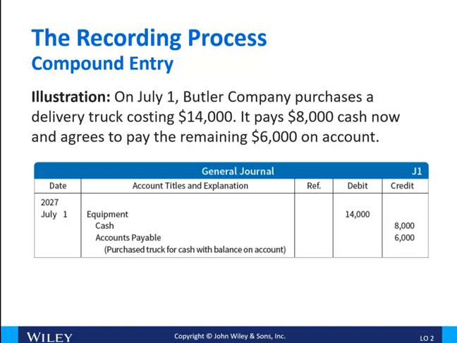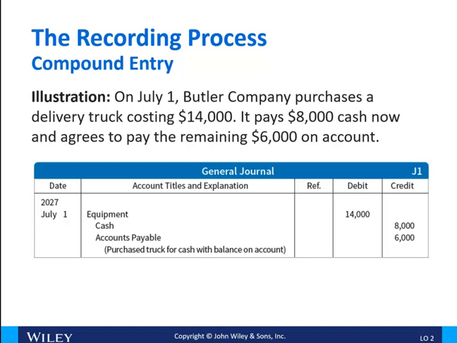We credit cash, $8,000. Since we paid cash out, we're decreasing cash, so we're decreasing that asset with the credit. And then we have the amount that we still owe the vendor, so we put that in accounts payable. That's a liability, so we owe that and we're going to pay that in the future. Then we increase liabilities with the credit, so we credit accounts payable $6,000. And our explanation or our description: purchase truck for cash with balance on account. Okay, so we have 3 accounts that were used. Our total debits in this transaction is $14,000.